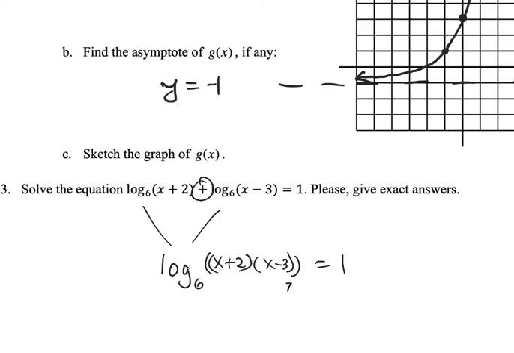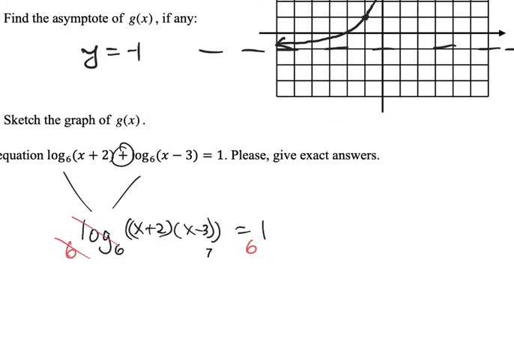Now that we have a single logarithm, you are able to cancel it using a base of 6 here and a base of 6 there. The base of 6 cancels that one single logarithm. So what you're left with now is no longer a logarithmic equation, it's a quadratic equation. x plus 2 times x minus 3 is equal to 6.